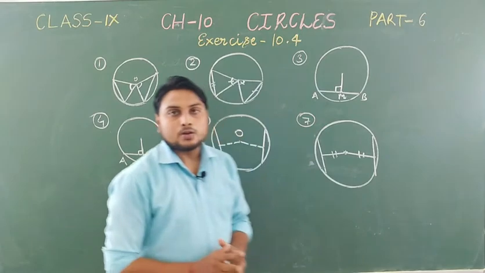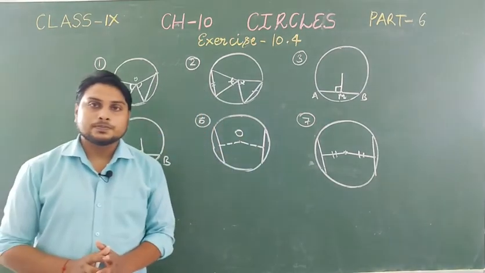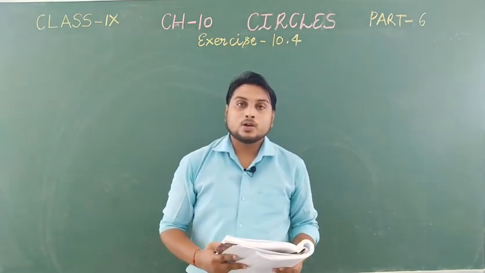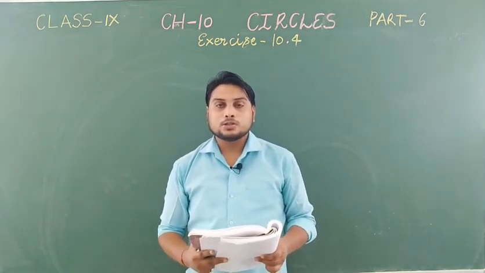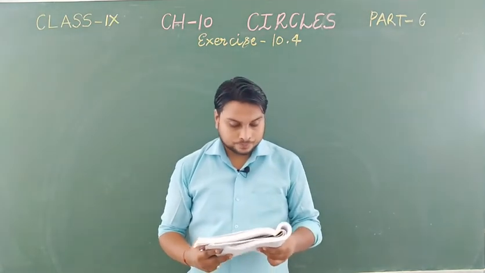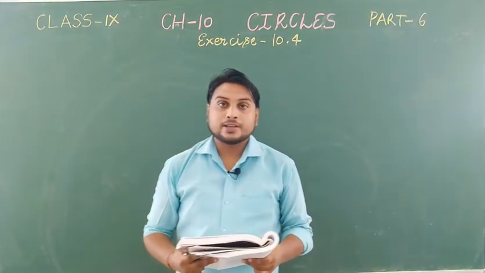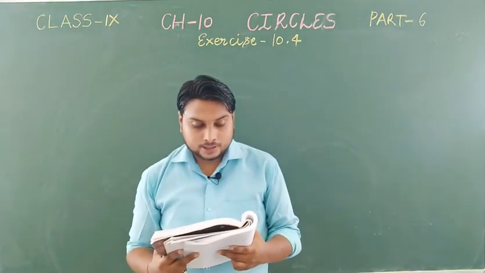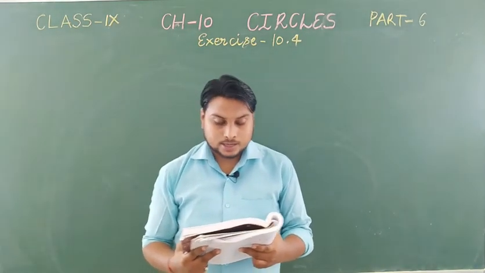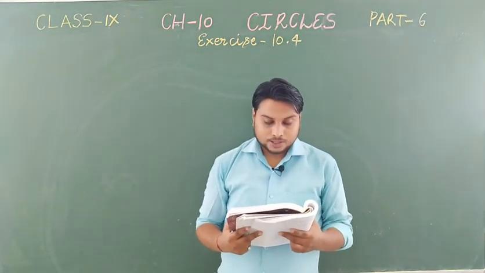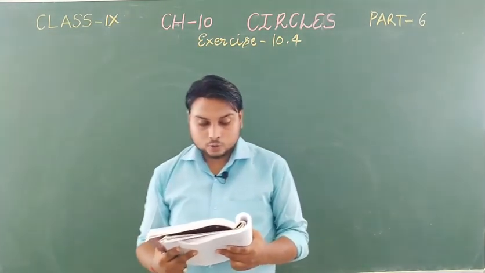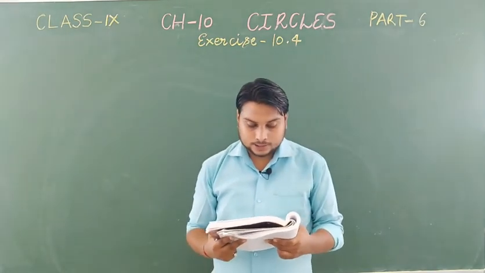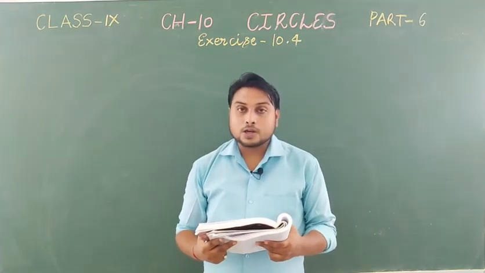Now coming to exercise 10.4. Students, keep your NCERT book with you, because I am not going to write all the questions on the board. So the first question of exercise 10.4 is: 2 circles of radii 5 cm and 3 cm intersect at 2 points and the distance between their centers is 4 centimeter. Find the length of the common chord.